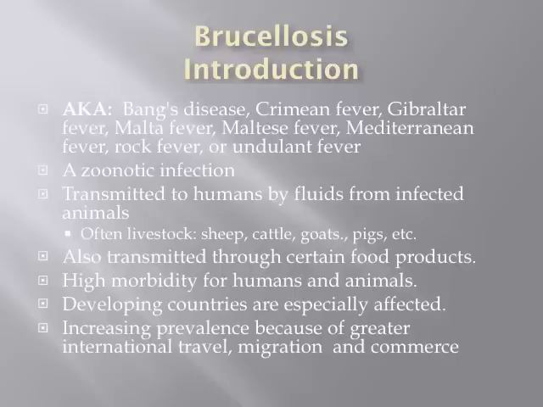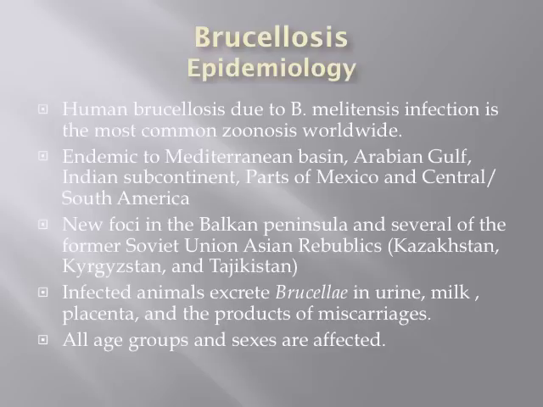And as I said, it's predominant in developing countries. But because of greater international travel, migration, and commerce, because we get so much of our food from other countries, we can also see it as a result of the highly industrialized food industry. In fact, human brucellosis due to Brucella melitensis is the most common zoonosis worldwide. You're going to see it a lot in the Mediterranean basin, the Arabian Gulf, parts of the Indian subcontinent, but also in this hemisphere, it's common in Mexico and parts of Central and South America.